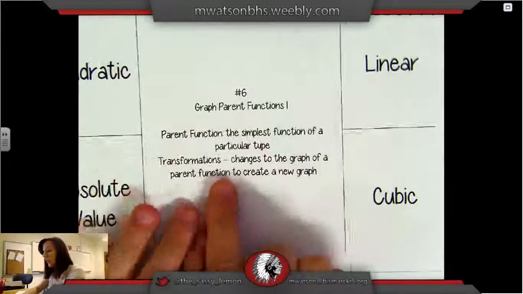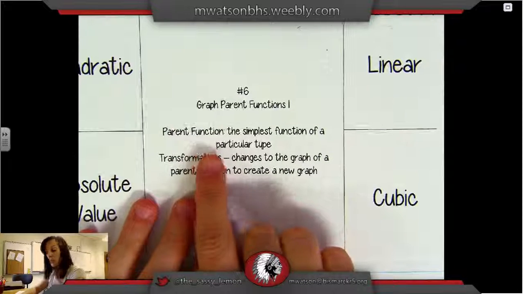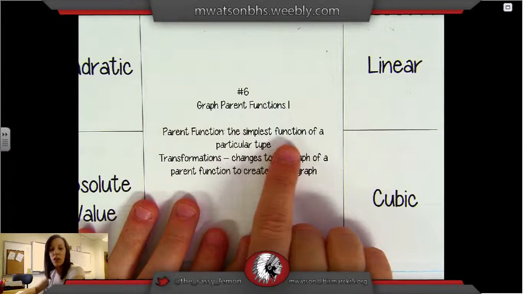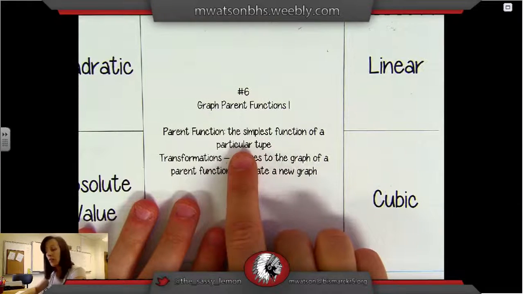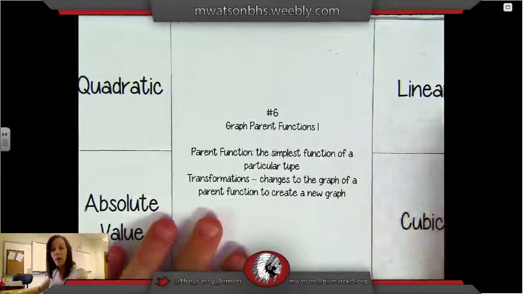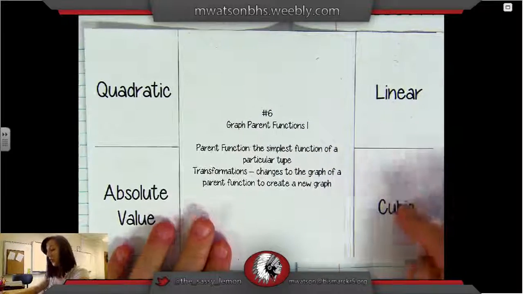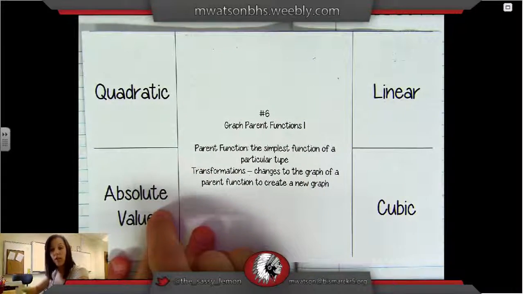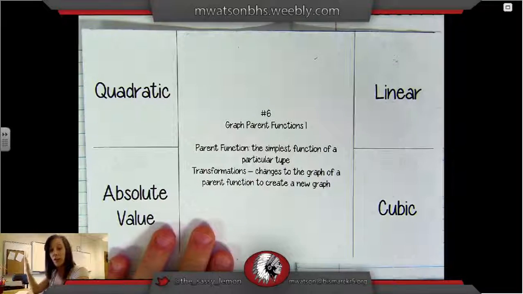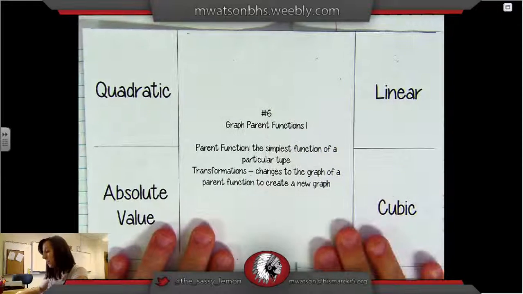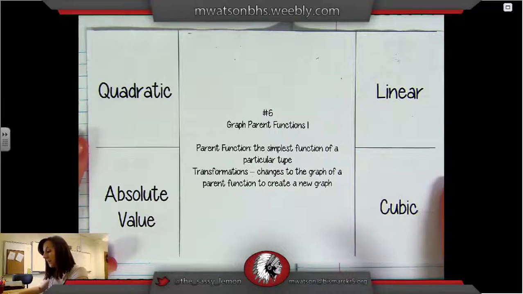So you just wrote your word worth knowing, which was parent function. And a parent function is just the simplest function of a particular type. So you'll see today we'll learn about 4 different types. There's linear, cubic, quadratic, and absolute value. And then there's actually more that we'll learn about tomorrow, on Monday. But these are the 4 most basic.